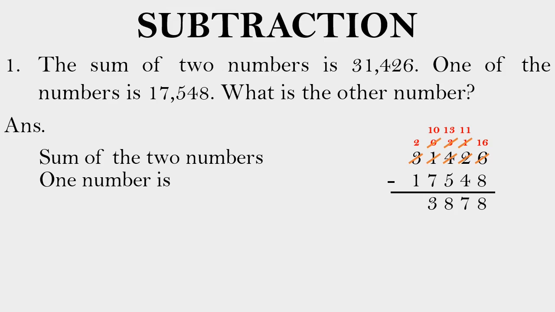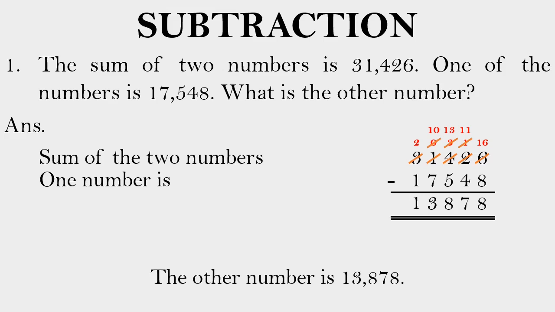And now come to the 10,000s place. 2 take away 1 is 1. So that means if one of the numbers was 17,548, the other number is 13,878. Let's take another example.